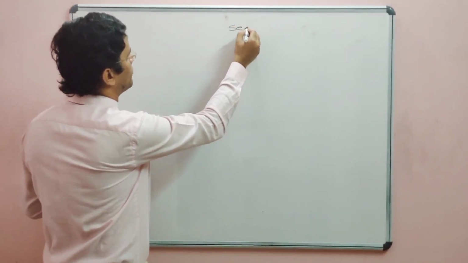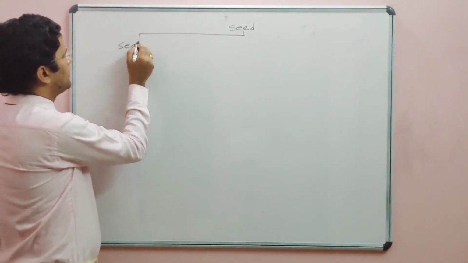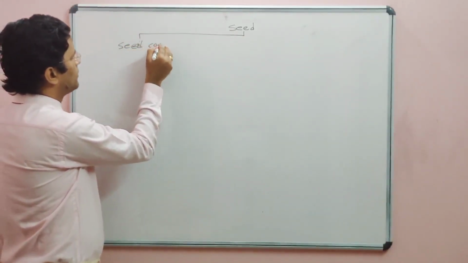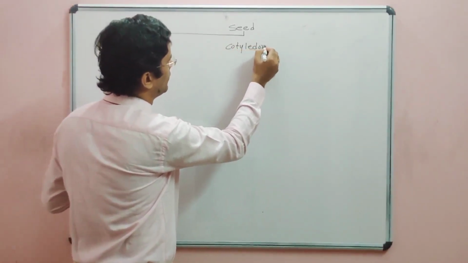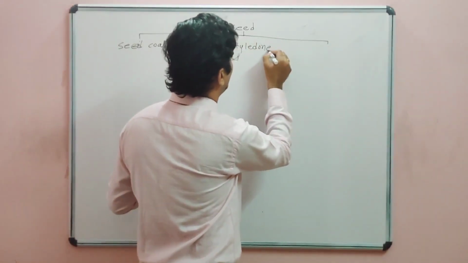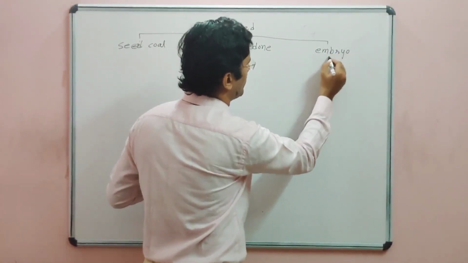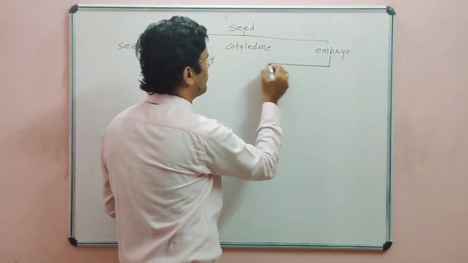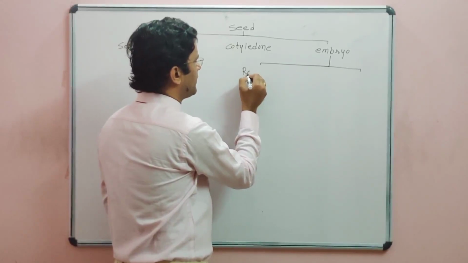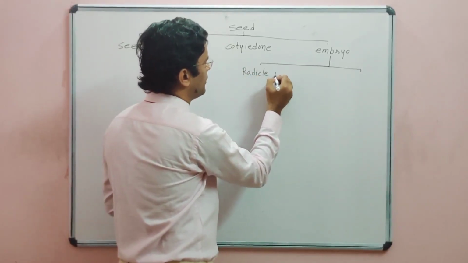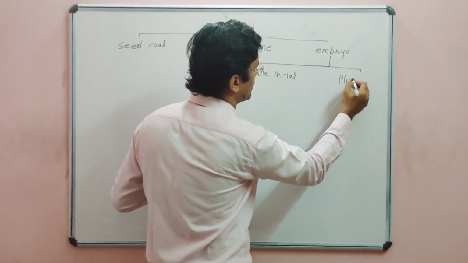We will discuss the seed first. The seed has the seed coat, that is the outer covering, then the cotyledon structure and the embryo. The embryo consists of two parts: the first, radicle initial, and plumule initial.